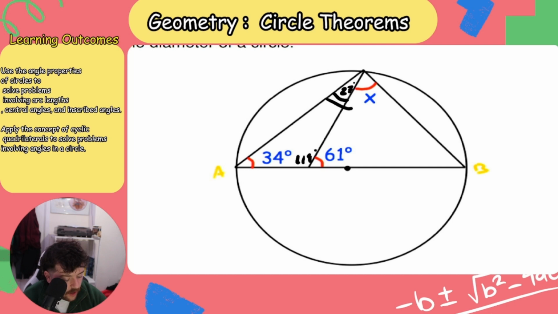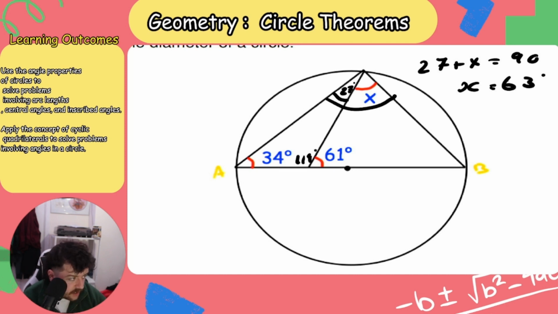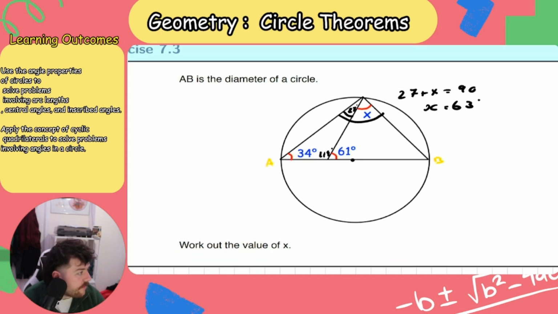And then we know this sums to 90. So 27 plus x has to equal 90 degrees, because that entire angle is equal to 90 degrees. X is going to be equal to 63 degrees. Therefore, I figured out what x is there.